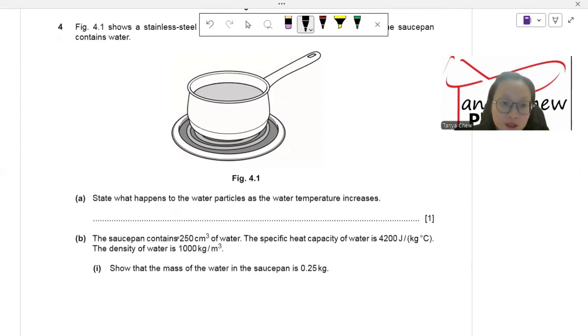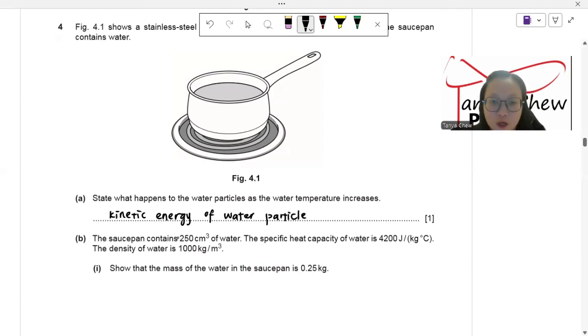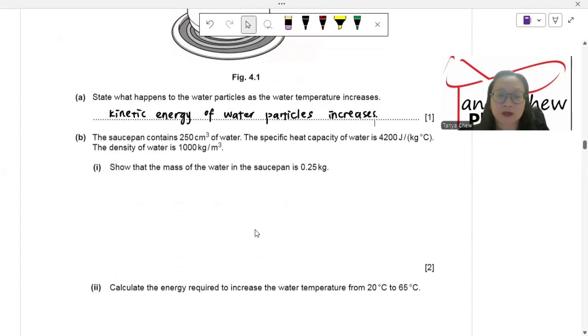So I will say the kinetic energy of water particles increases, because temperature is related to kinetic energy. That's all. Or you can say that water particles move faster. B, the saucepan contains 250 cm cube of water. Specific heat capacity of water is 4,200 joules per kilogram per degree Celsius. Density of the water is 1,000 kilogram per meter cube. Show that the mass of the water in the saucepan is 0.25 kilogram.